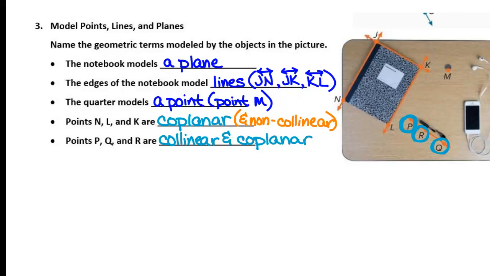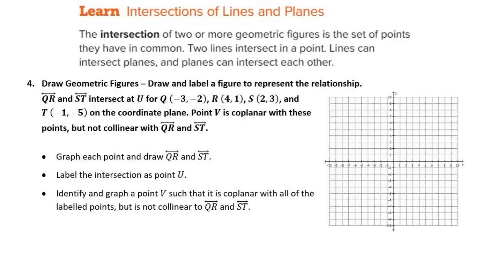Beautiful. All right, let's flip the page and practice a little bit of Algebra 1, but we're going to do it geometry style. Do you guys remember plotting points and drawing lines in Algebra 1? All right, let's practice. You guys have had a summer off. We are going to draw and label a figure to represent this relationship. We have lines QR and ST that intersect at point U.